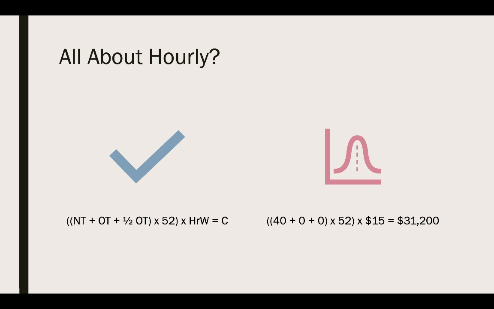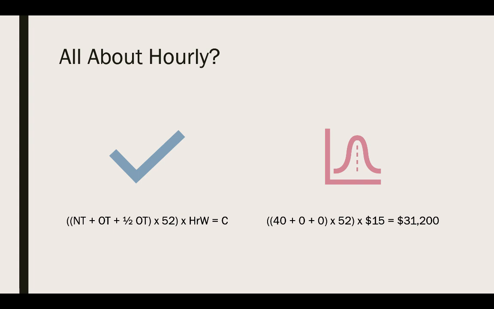Now we've got that formula for our hourly employees, but for EMTs and paramedics, is it really all about just our hourly wage? So if I'm getting paid $15 an hour, we've got that formula on the left, and we've plugged in some numbers on the right. So I work a 9 to 5 job, 40 hours a week. My normal time, I've got 40 hours. My overtime is zero. I'm still working 52 weeks and getting paid $15 an hour. Works out to about $31,000 per year.